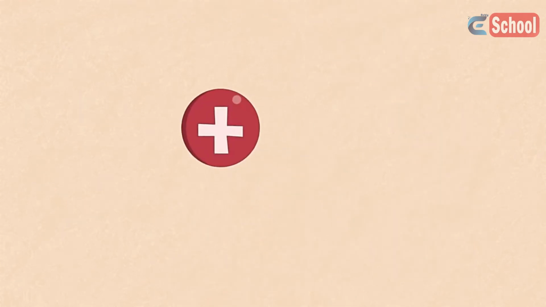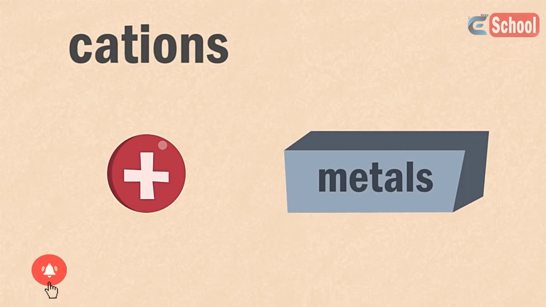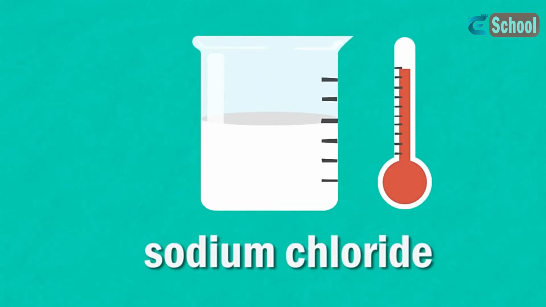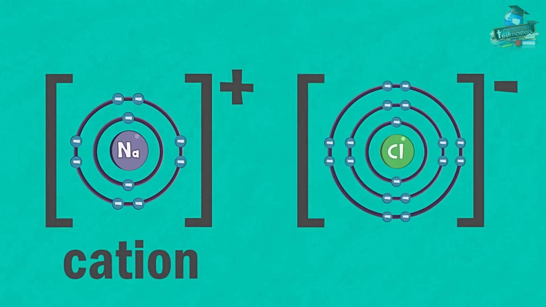In our examples here, the cations or positive ions are all metals, but it's worth noting that hydrogen can also be a cation in an ionic compound. Well, we're going to look at molten sodium chloride. The ions are a sodium cation and a chloride anion.